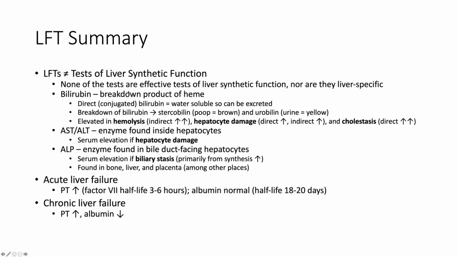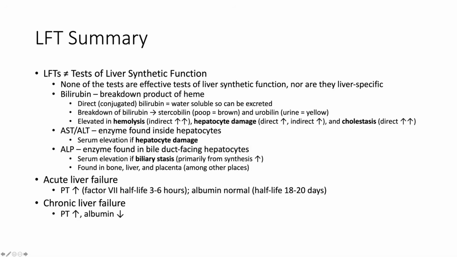So bilirubin, as a reminder, is a breakdown product of heme. Direct is conjugated, indirect is unconjugated, right? It explains a lot of things like the color of poop and pee, also the color of bruises and other things. AST and ALT are enzymes found within hepatocytes that are mainly released if you have hepatocyte damage or death. So that's the main reason why AST and ALT are elevated.